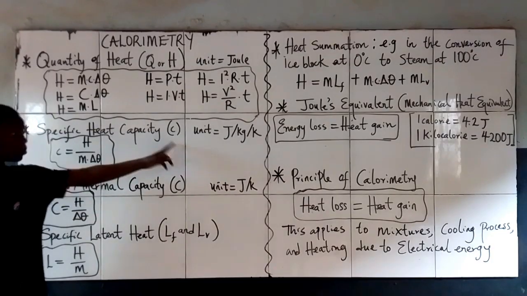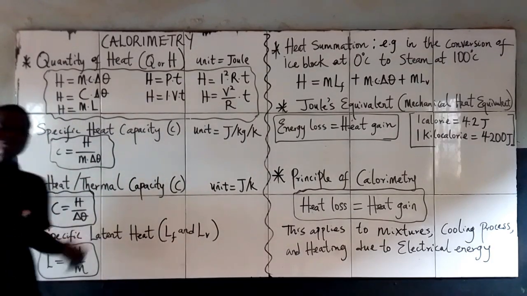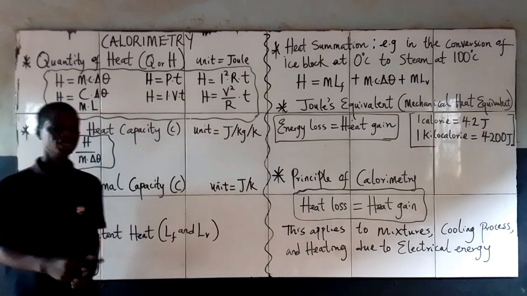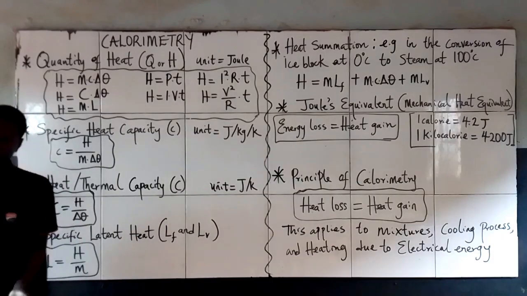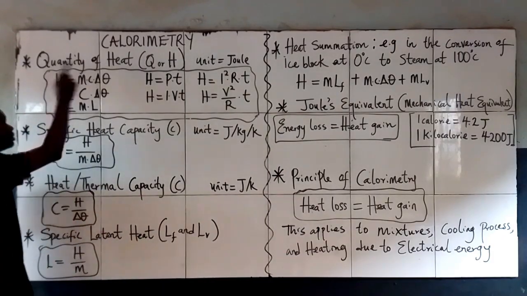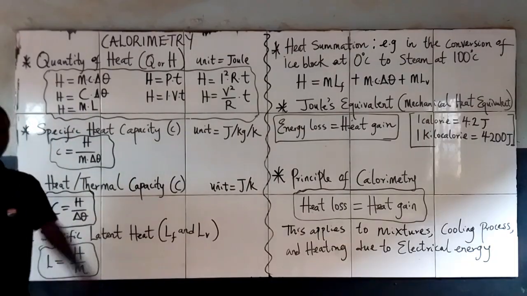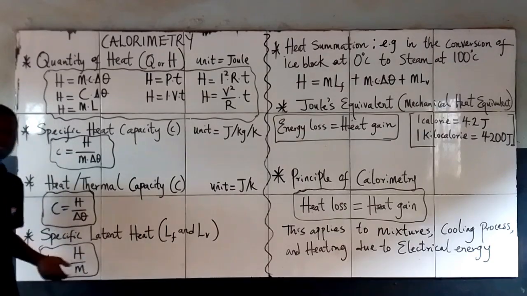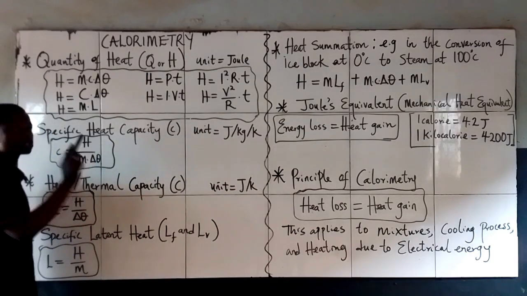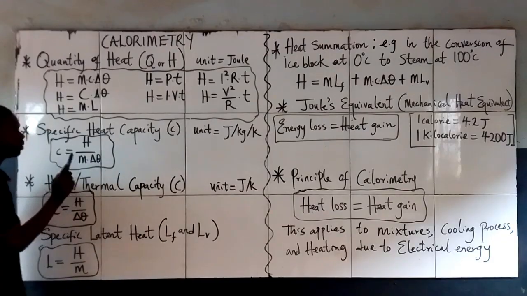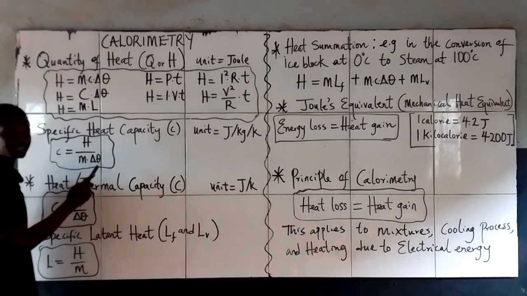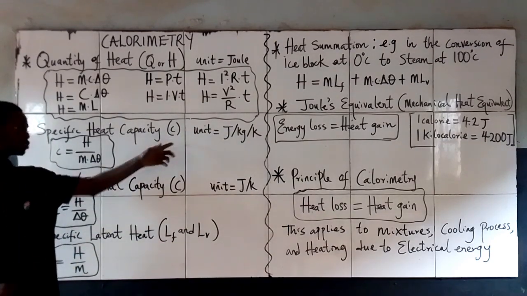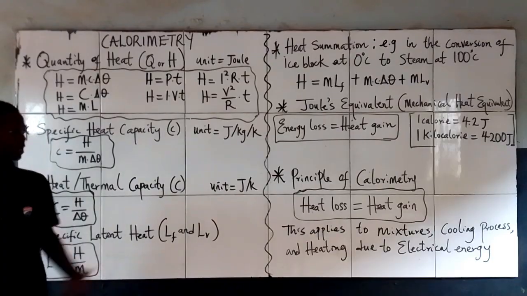Now we are talking about the small c, like the one we saw here. How do we get the small c? Let's say in a question we are asked to find the specific heat capacity, that is the small c, of a given substance. What is the formula to use? From this formula of heat, if we make small c the subject, we get the formula for specific heat capacity. Small c is equal to H or Q over mass times delta theta, that is change in temperature. This is the formula we can use to get our small c, specific heat capacity, and this is the unit.